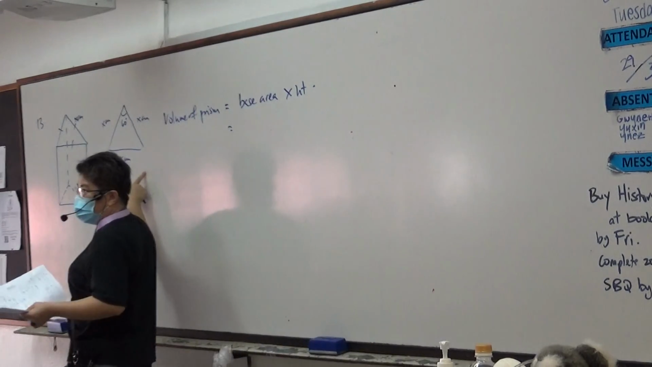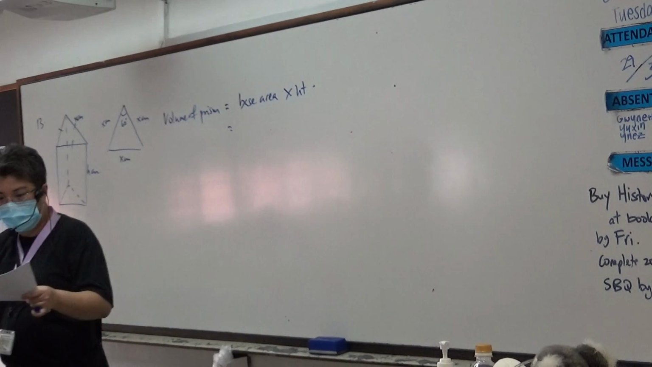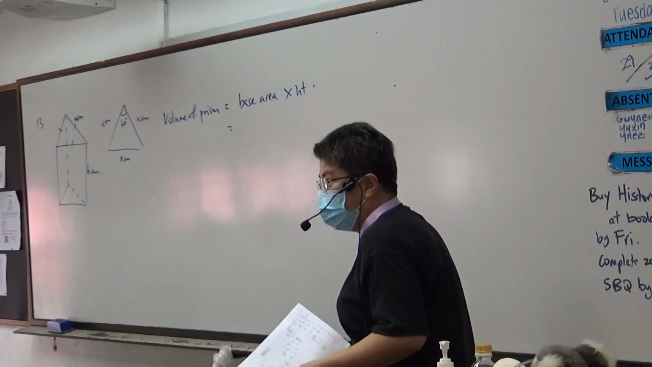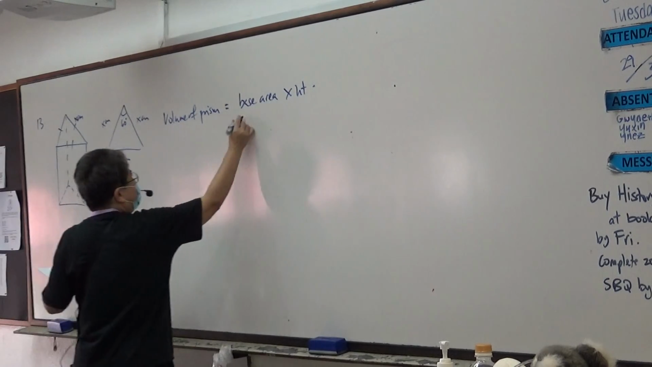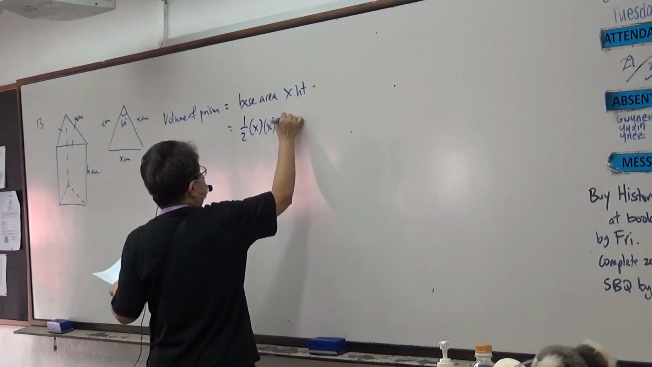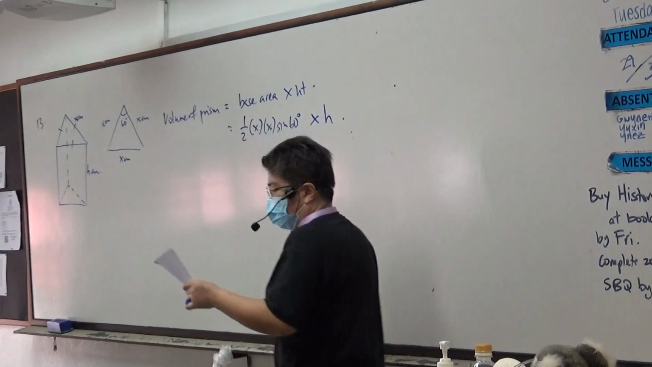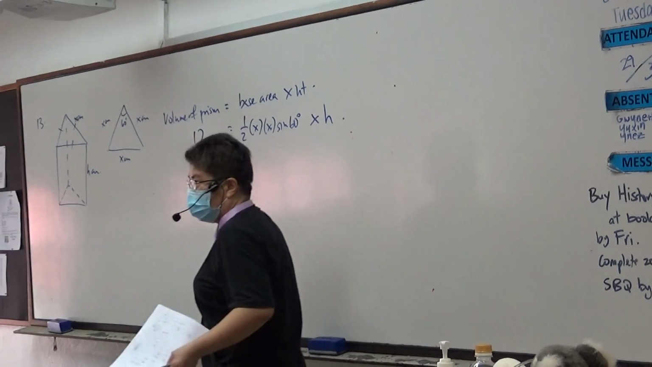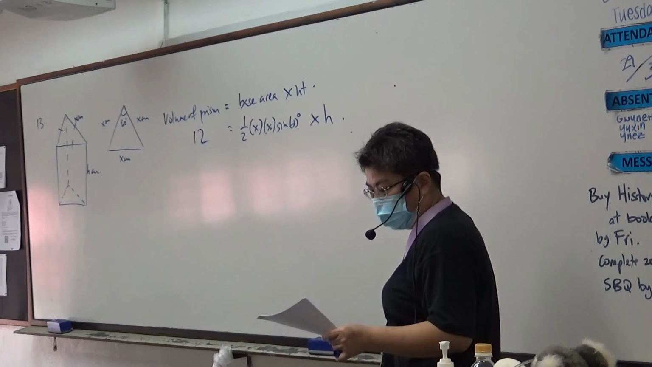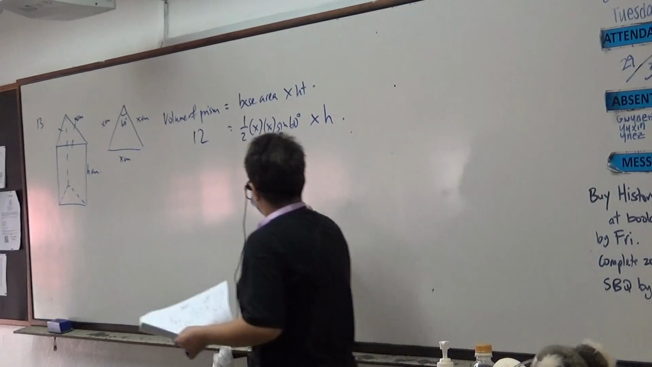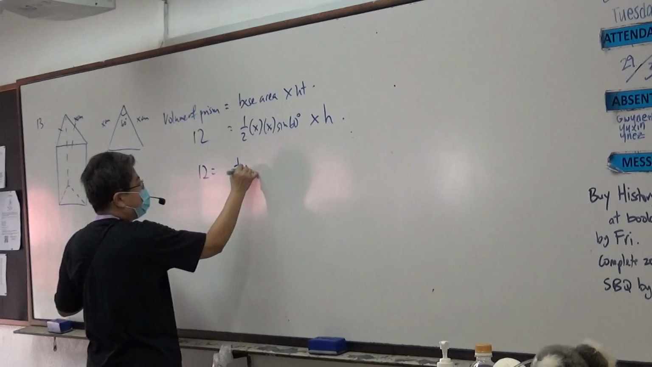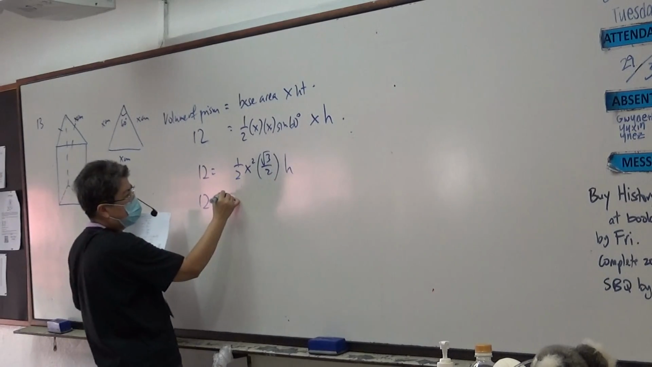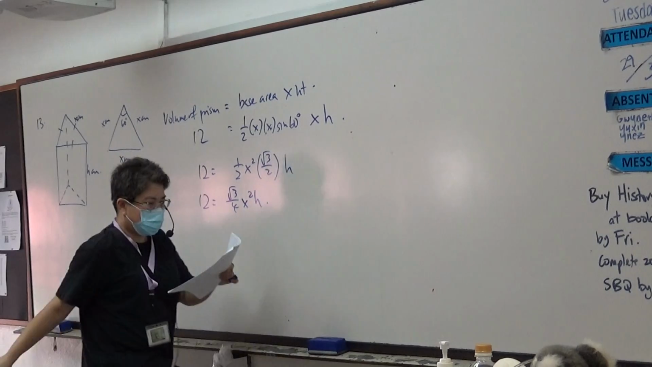Okay? Now, this base area, I can take half ab sine C, you know. Correct? What is sine 60? Square root 3 over 2, right? Okay, so half x x sine 60 times h, right? Correct? This must give me 12, right? The question says what? It is 12. Everybody okay? Which means to say that 12 is equal to half x squared times root 3 over 2 times h. So 12 is actually root 3 over 4 x squared h.